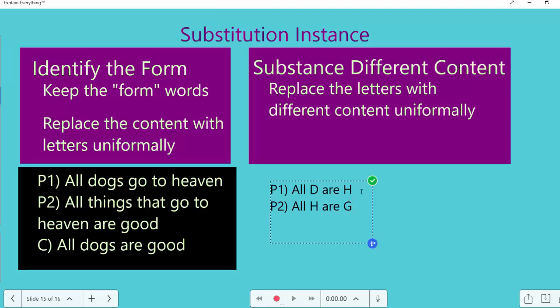And our conclusion: all dogs are things that are good. This identifies the form of this argument. And it does so because it leaves the words that indicate the reasoning pattern, the structure of the argument, and it takes away the content.